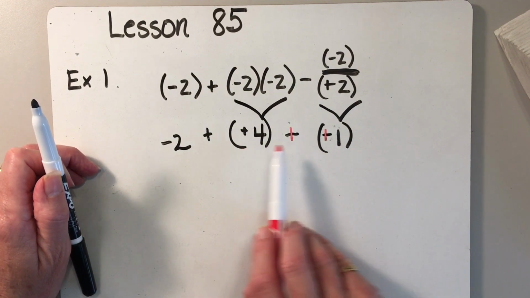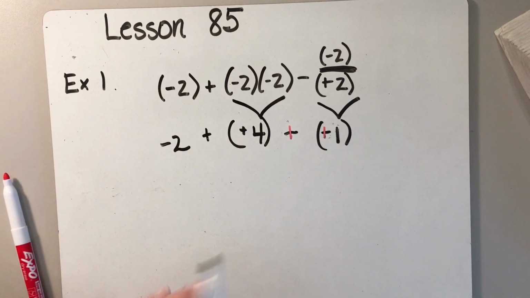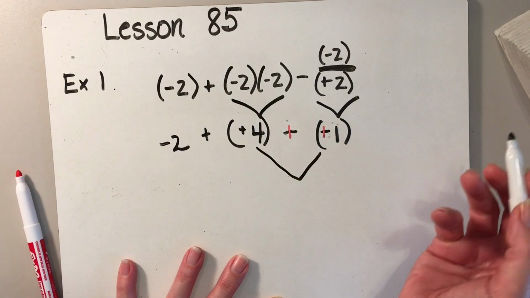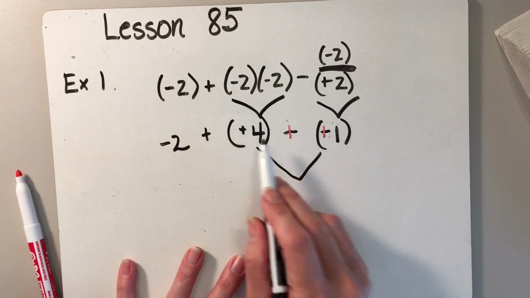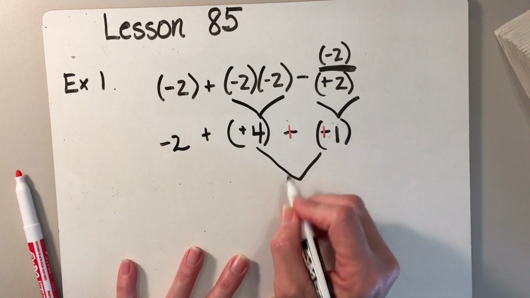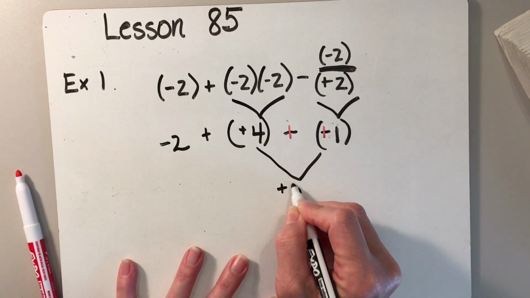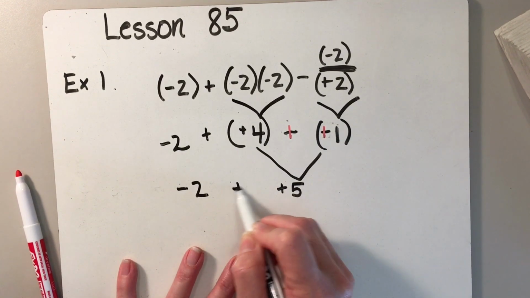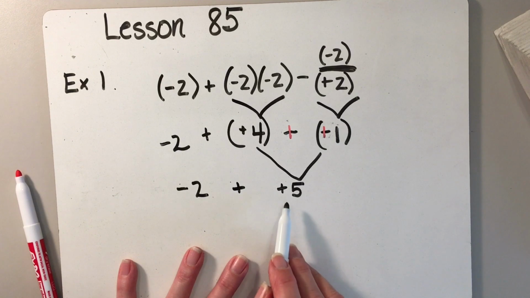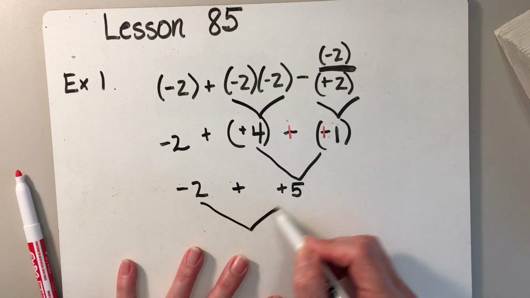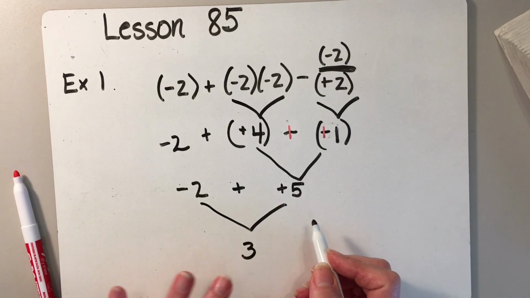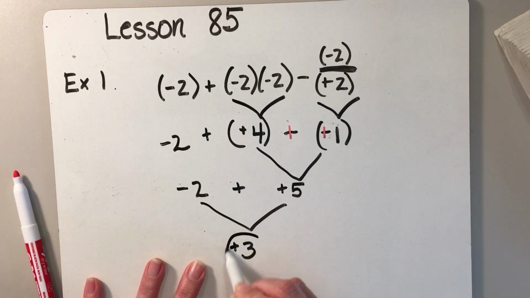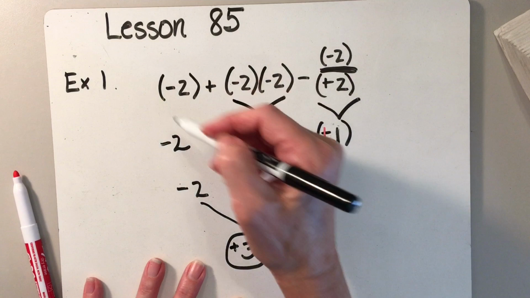You know me, I like to combine like signs. So we have a positive 4 and a positive 1. Those are alike, and then we just add them. Positive 4 plus a positive 1 is a positive 5. And then we bring down the rest of the problem, negative 2 plus a positive 5. Notice that your signs are different. When they're different, we subtract. The difference of these two numbers is 3. We take the sign of the larger number, it's positive. So positive 3 is your answer for all of this up here.